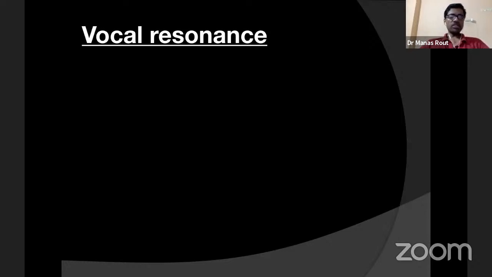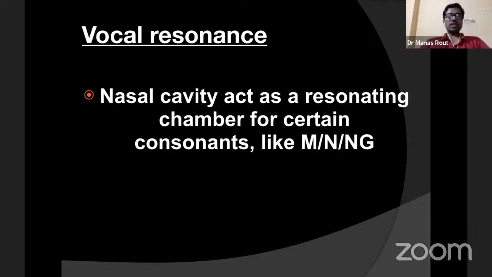So the contribution of the nose and sinuses is nasal resonance. Nasal resonance means the nasal cavity acts as a resonating chamber for certain consonants like M, N, and G. So you cannot speak M, N if your nose is closed. You can see here, M, M. You cannot speak M because for that you need to resonate inside the nasal cavity or sinuses.